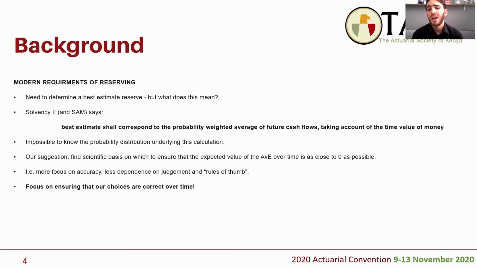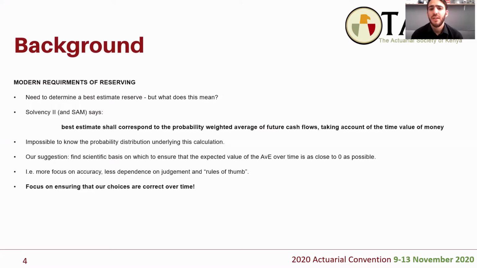So in terms of modern requirements of reserving, we need a little bit more. For example, we often need to determine the best estimate reserve. But what exactly does this mean, the best estimate reserve? Solvency II and SAM from South Africa say the best estimate shall correspond to the probability weighted average of the future cash flows, taking into account the time value of money. But in fact, it's impossible to know what the probability distribution of the claims actually is.